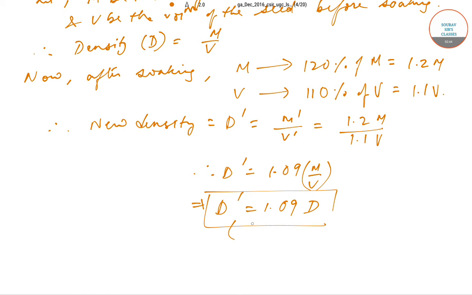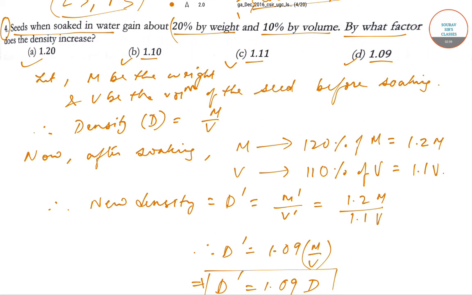So that implies that option 4 is the correct option. Option 4, or rather in this case it is option D. So option D is the correct option. So today we have solved a general aptitude question which came in the CSIR UGC NET December 2016 paper.